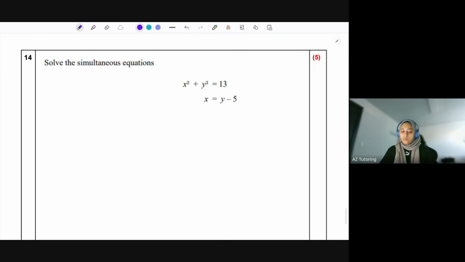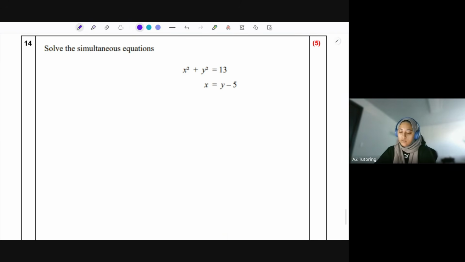And finally, we've got a quadratic simultaneous equation question. So it says solve the simultaneous equations. We've got an equation of a circle up here. So x squared plus y squared equals 13. And we've got a linear equation on the bottom. Now, the way we solve these simultaneous equations is we substitute the linear into the ones with the squares in. So since, let me just rub this out.